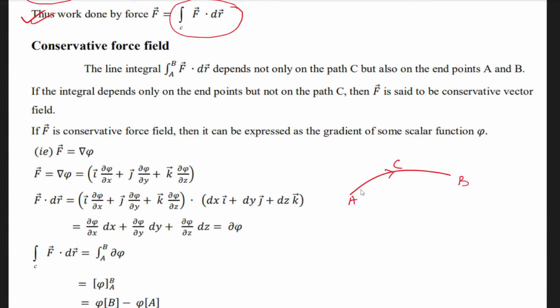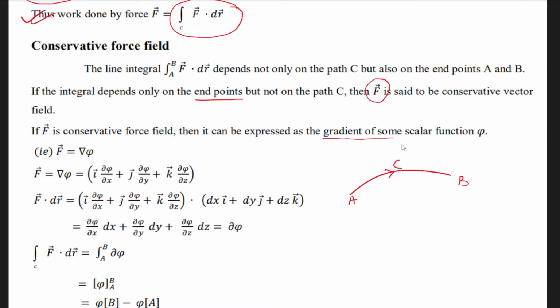So generally, when you write integration over C f bar dot dr bar, that particular line integral will depend on the curve as well as the points. But sometimes it happens that it only depends on the endpoints, not on the curve. In such a case, that particular force f bar is said to be a conservative vector field. If f bar is a conservative force field, then it can be expressed as the gradient of some scalar function.